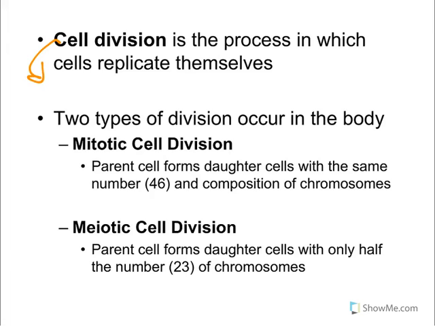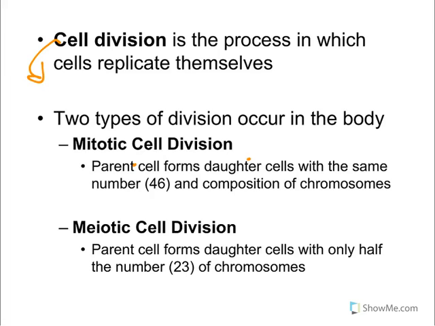There's two types of cell division that we can see: mitotic cell division and meiotic cell division. Mitotic cell division is where we have our parent cell, and it's going to form daughter cells that have the same number of chromosomes. So it's basically kind of like cloning itself. Meiotic cell division is where we're going to have a parent cell that starts with 46, and the daughter cell is only going to have 23.